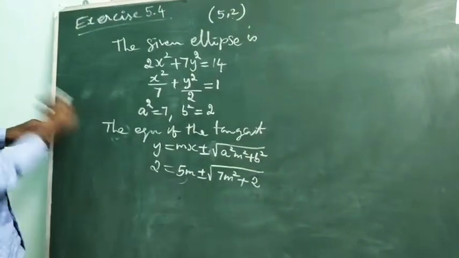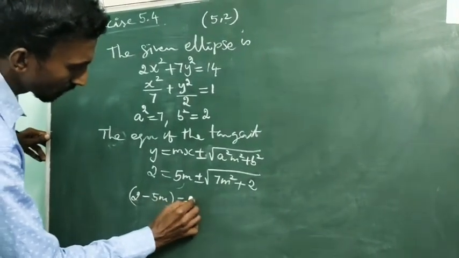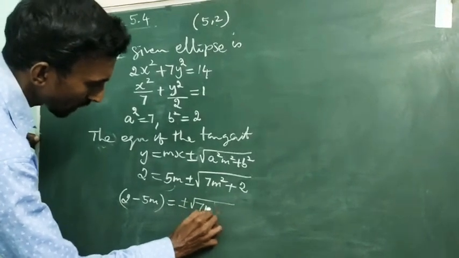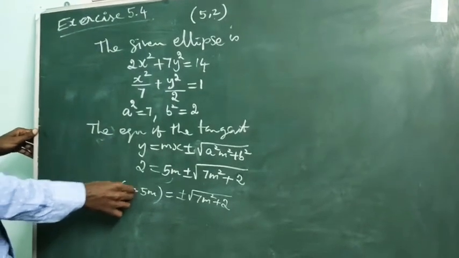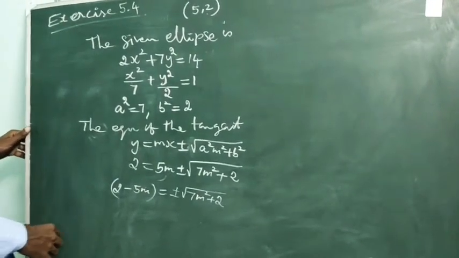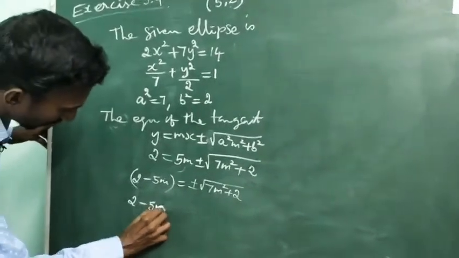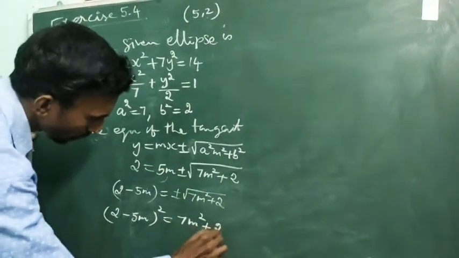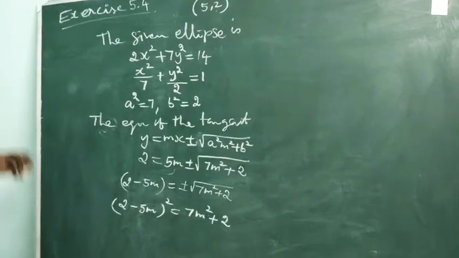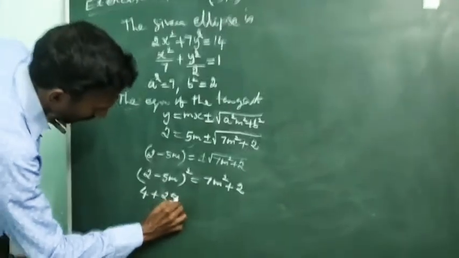Okay. So change the side of this term. 2 minus 5m equal to plus or minus root of 7m square plus 2. So squaring on both the sides. It is a minus b the whole square. So we get 2 minus 5m the whole square equal to 7m square plus 2. So expand this one. 4 plus 25m square.